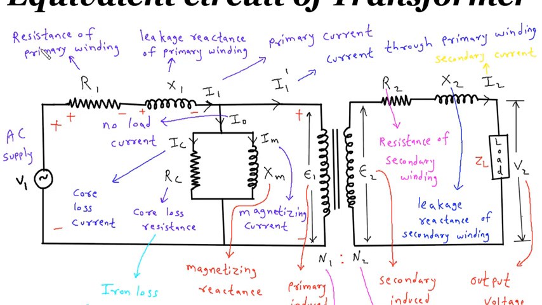This R1 is the resistance of the primary winding. X1 is the leakage reactance of the primary winding. I1 is the primary current. I0 is the no load current. IC is the core loss current. RC is the core loss resistance.